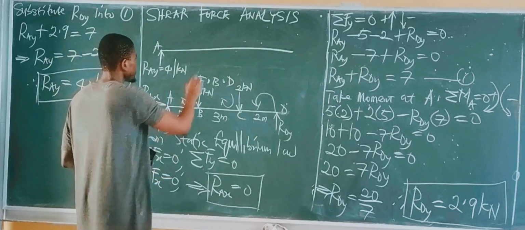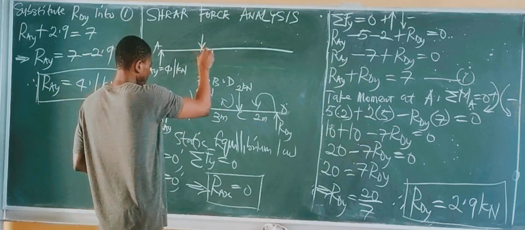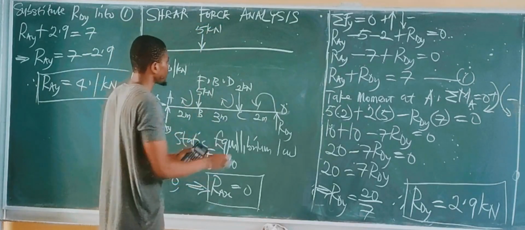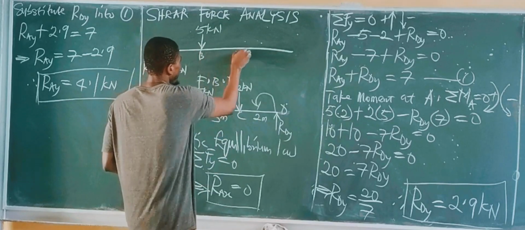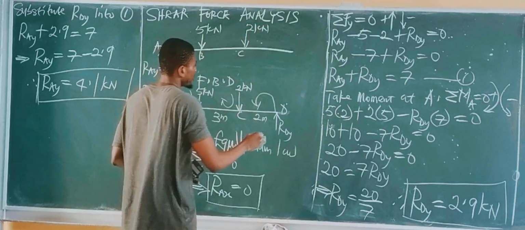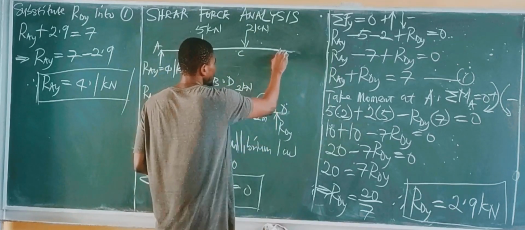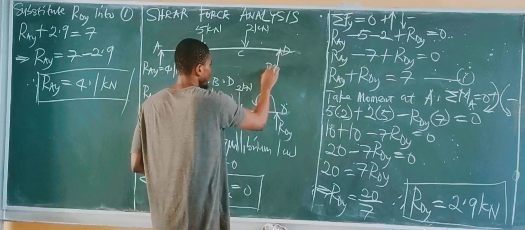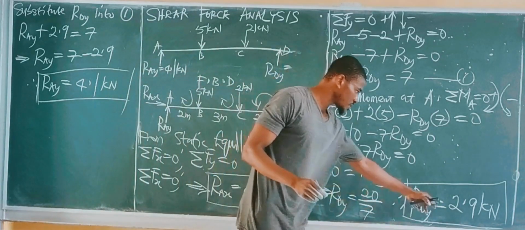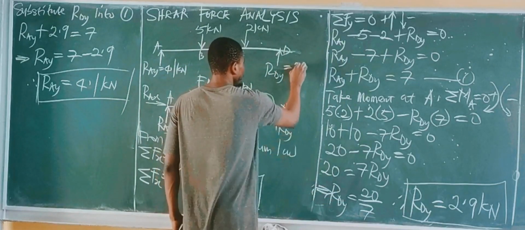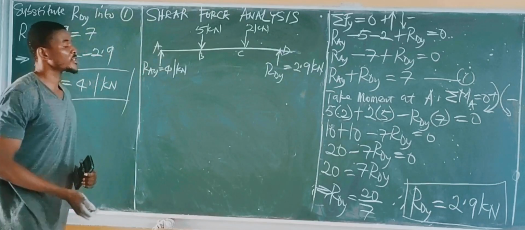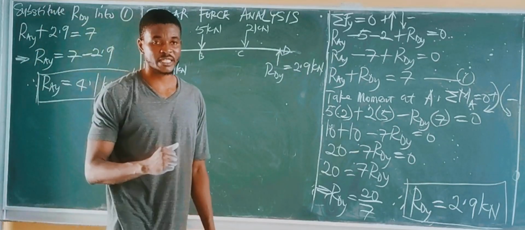Next force is at point B. So at point B we have a 5 kilonewtons force. Next force is at point C. At point C we have a 2 kilonewtons force. And then finally we have RDY at point D. This is point D, and the value for RDY was 2.9 kilonewtons. Alright, so we can now start the shear force analysis.